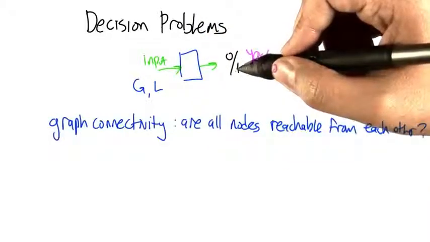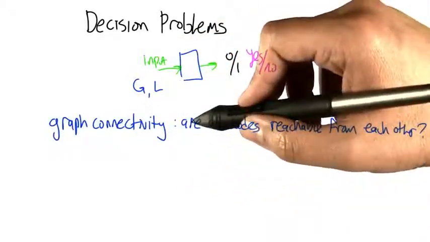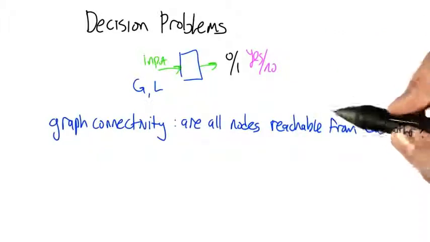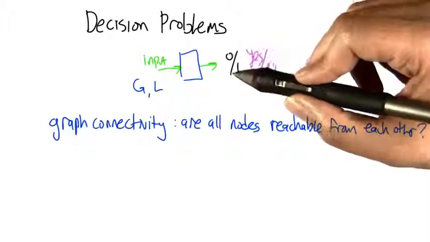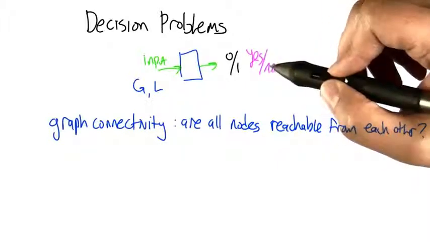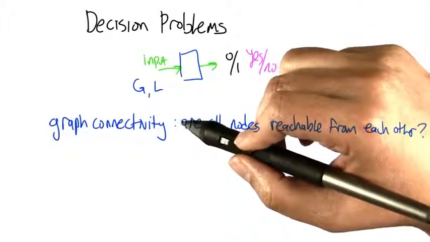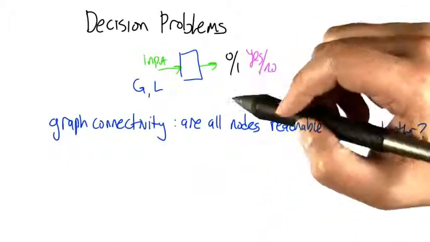An example is graph connectivity, where you're given a graph and you're asked, are all the nodes reachable from all the other nodes in the graph? And the answer is either yes or no. It's either connected or it's not connected. So even though this output is very, very simple, just 0 or 1 bit, it can actually be fairly complicated, sometimes very, very complicated, to take the input and decide whether it's a 0 or a 1.